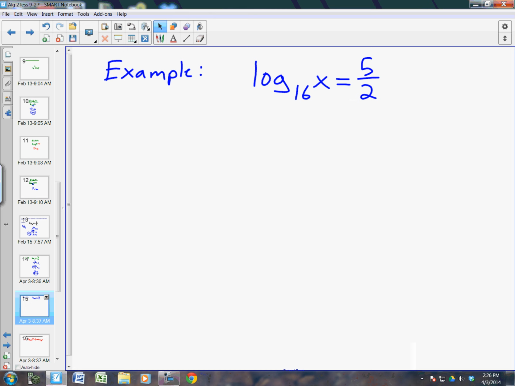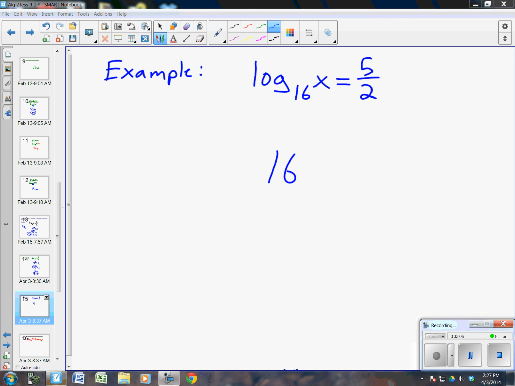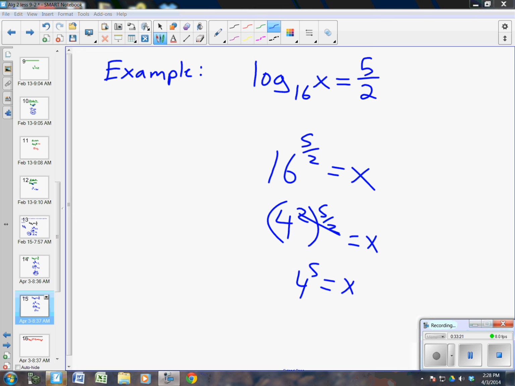One more of those. I'll give you a second on that one. Okay, what'd you guys get? 1024 is the answer. 16 to the 5/2 power equals x. By the way, there are 2 ways you can reduce this down. Most of you probably did this: crossed out those, and you went 4 to the 5th power is 1024, right? You could have also done this. You could have written 16 as 2 to the 4th power.